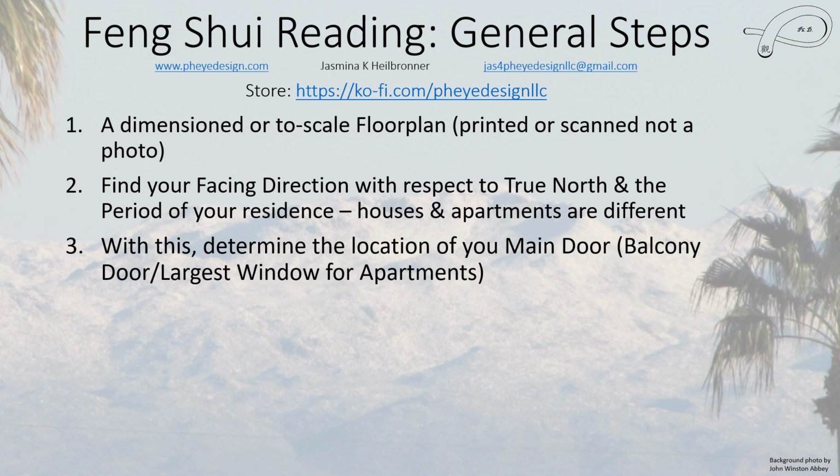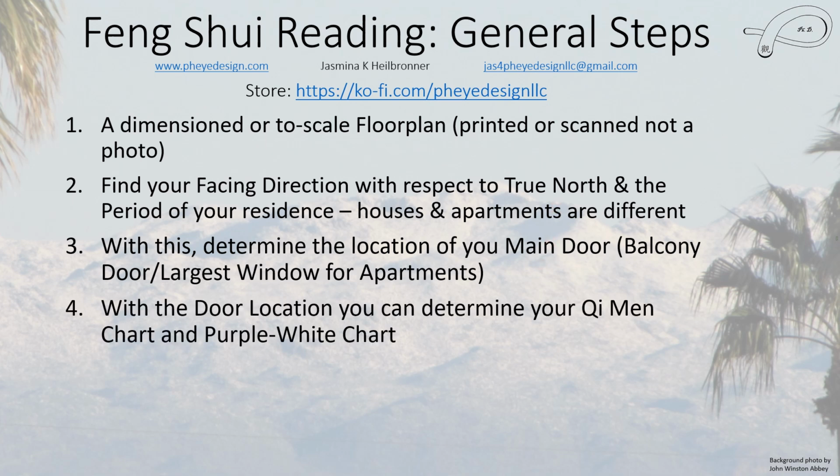Now, with these two things, your floor plan and your actual facing direction, you can then overlay that 24 mountain chart over your house plan, and you can determine the location of your main door, or for an apartment, it'll be your balcony door. And this is a very key piece of information. This piece of information here is all you need to find your flying star chart. And you can get that, just Google flying star chart, you'll find it.